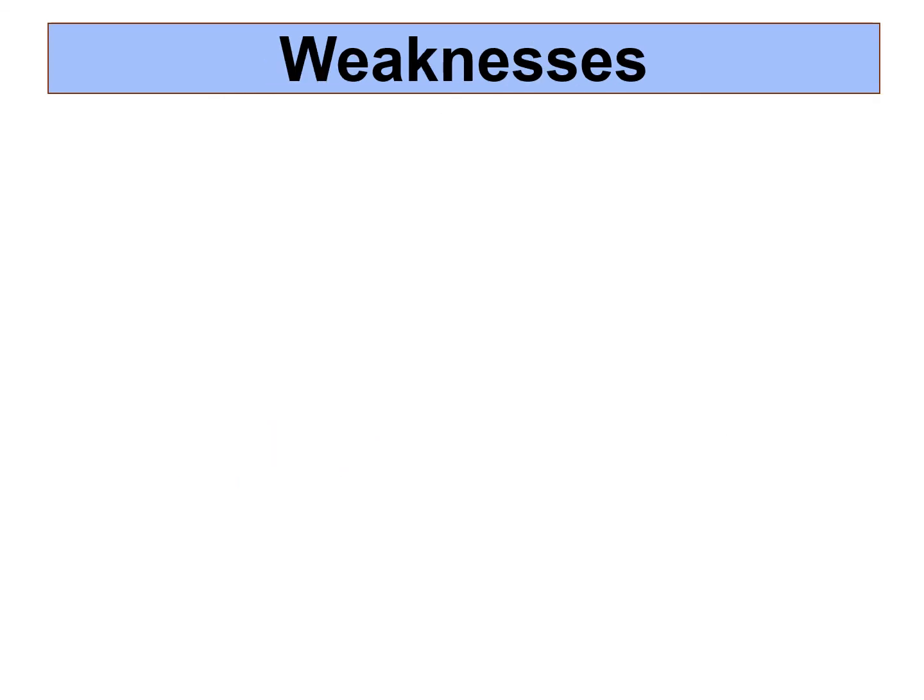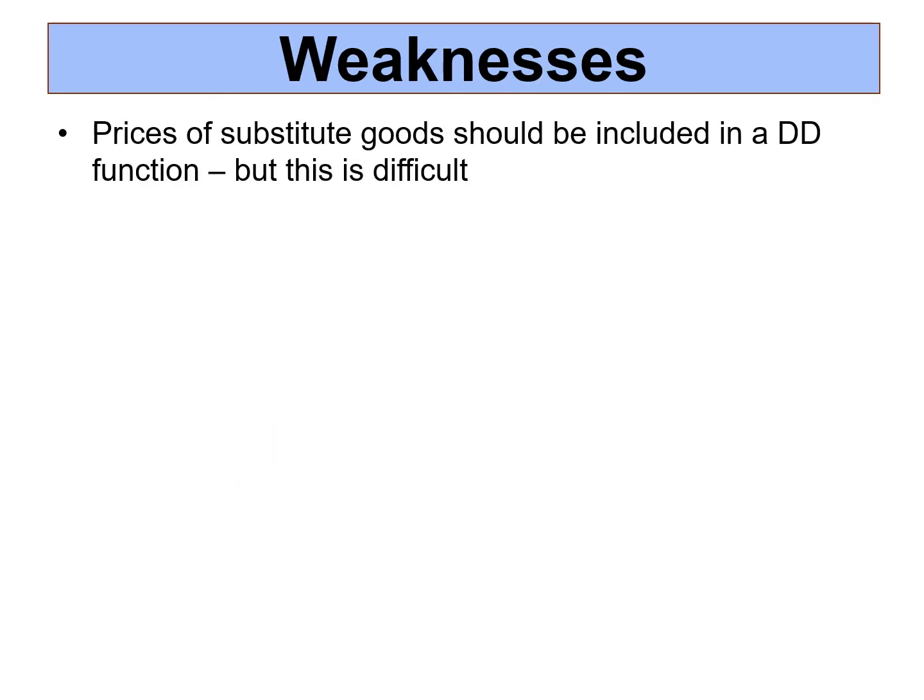Travel cost method is not free from weaknesses. The first one is that the prices of substitute goods should be included in your demand function, but this is difficult to do. For instance, when we talk about recreational sites, you may have a few sites, right? And if you want to include all their prices in your equation, it will be hard to estimate your equation.